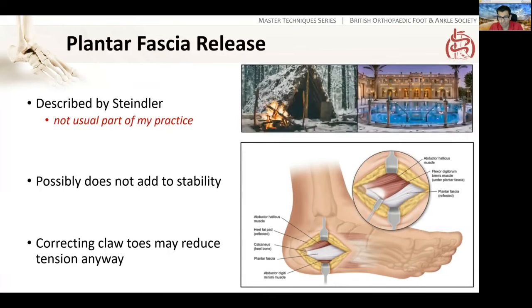There are different philosophies, however, and it goes back to what you're trying to achieve, a cosmetically perfect foot or a functional stable foot. But I would occasionally do a plantar fascia release, but not usually.